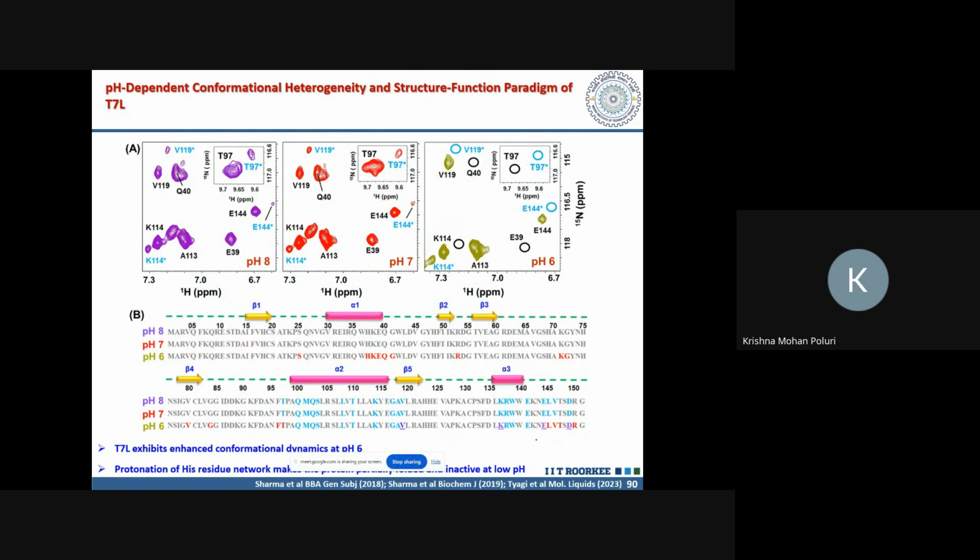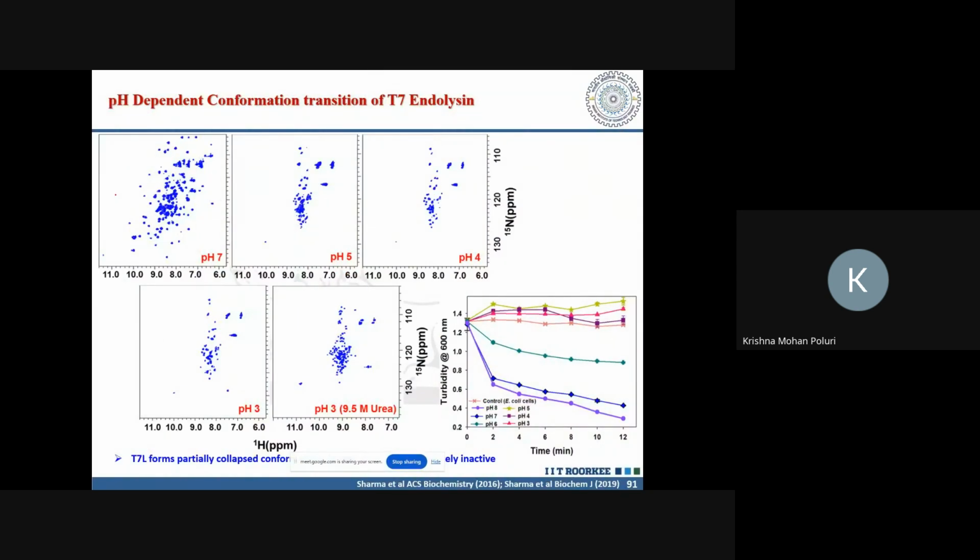So we have done this one. Essentially, when you go to a lower pH, what happens? At pH 7 it is folded. Now you see at pH 5 or 4 they become partially folded and lose activity. Only at 7 and 8 they have activity, at 6 they have 50% of activity, and at lower pH they lose activity.